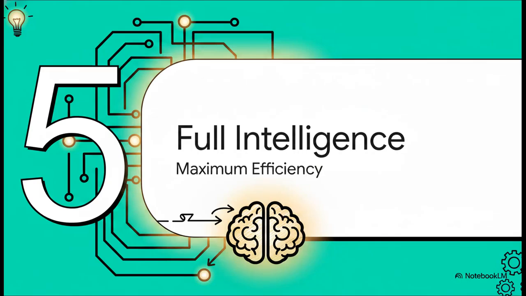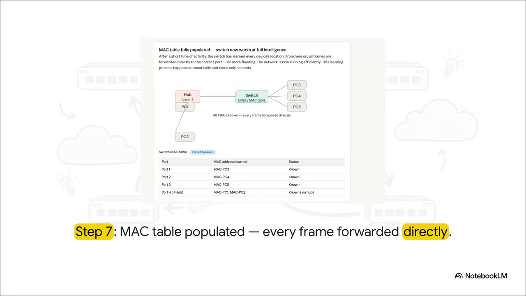Section 5. Full intelligence achieved. Maximum network efficiency. Let's move to and see how this builds up to step 7. After just a few seconds of normal network activity, the switch has seen frames from every device. That MAC table at the bottom? Fully populated. PC3, PC4, PC5, and the hub devices are all logged.